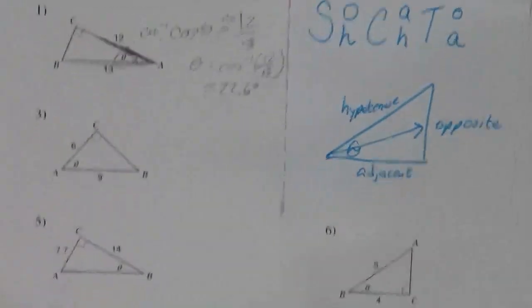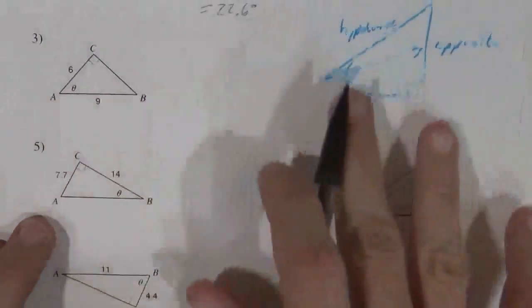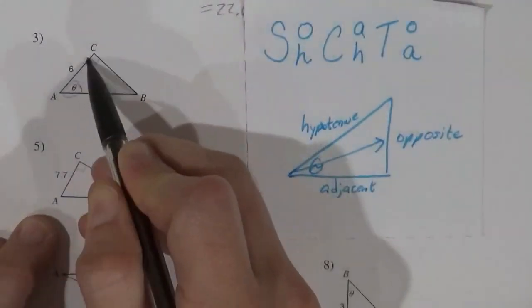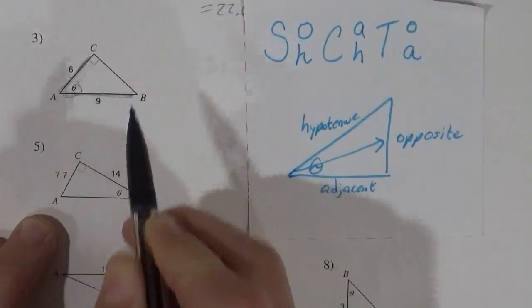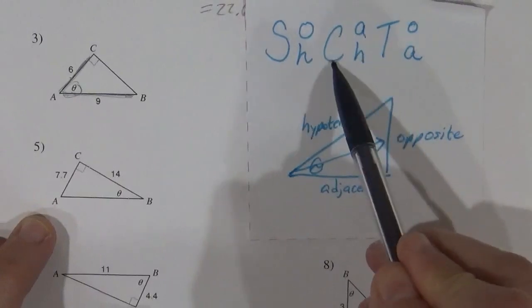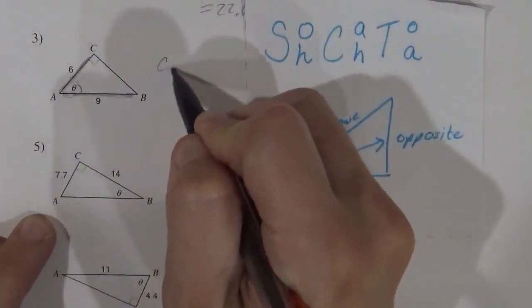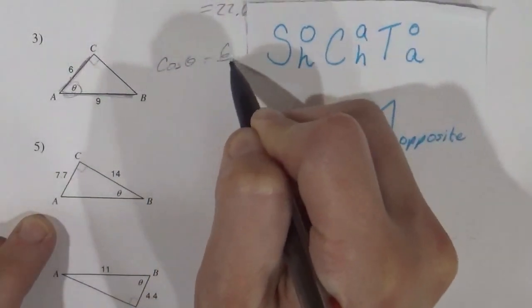Check. We do it again. I'm going to do the odds down here. So again, this is our angle, this is the leg that's adjacent to it, and this is the hypotenuse. So again, adjacent and hypotenuse, we're dealing with cosine. So the cosine of my angle is 6 over 9.